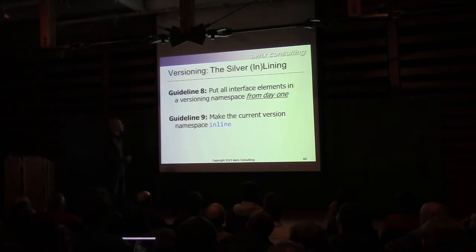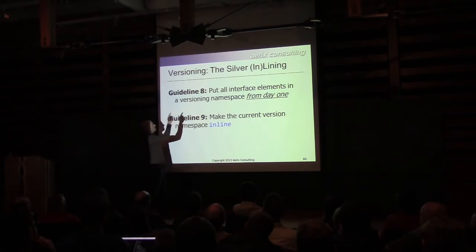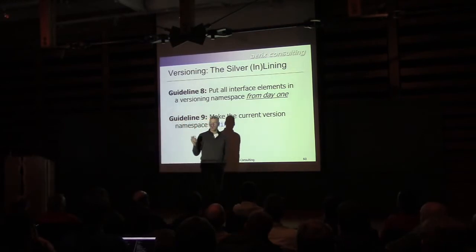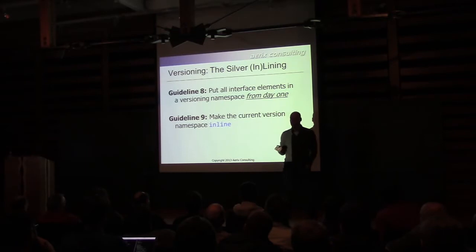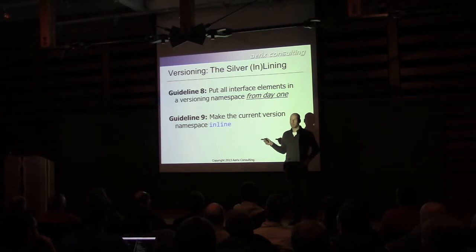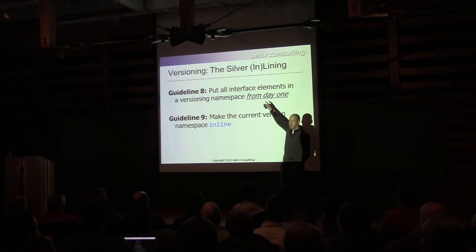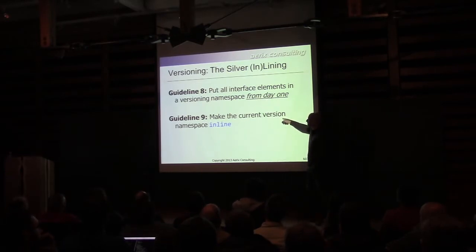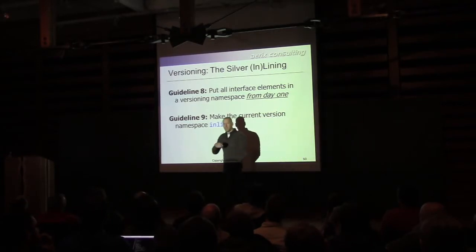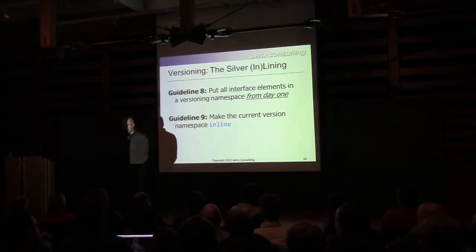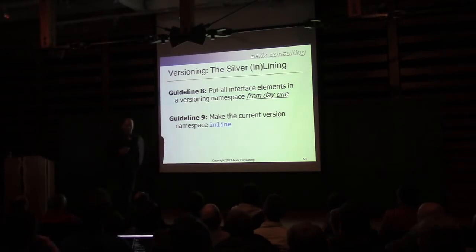No? Okay. So guideline 8: put all interface elements in a versioning namespace from day one, right? This is not something that's easy to stick back in. So as soon as you write a piece of code that you expect to be reusable and you want to ship a library, put it in an inline version namespace. And whatever the current version is, make it inline, and maybe do some preprocessor hackery so that users don't get caught out by this when you migrate out from under them.